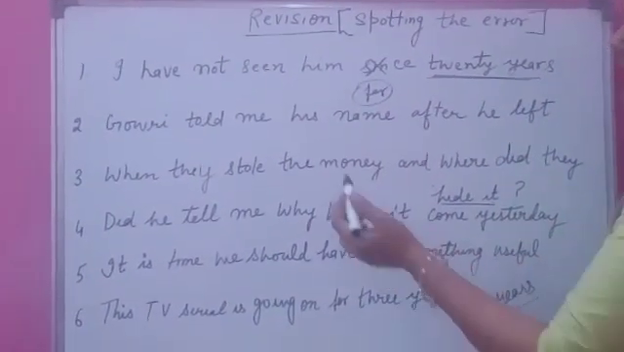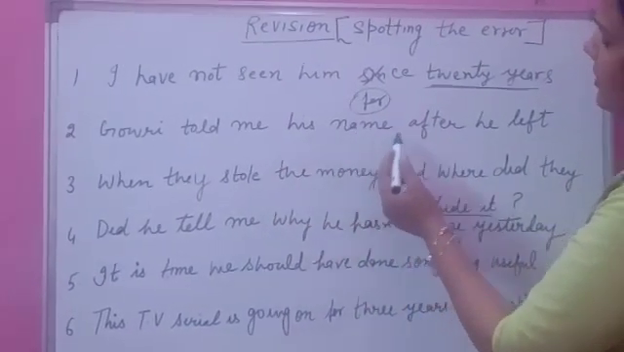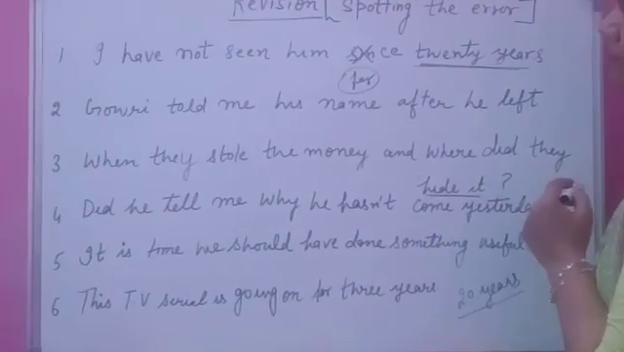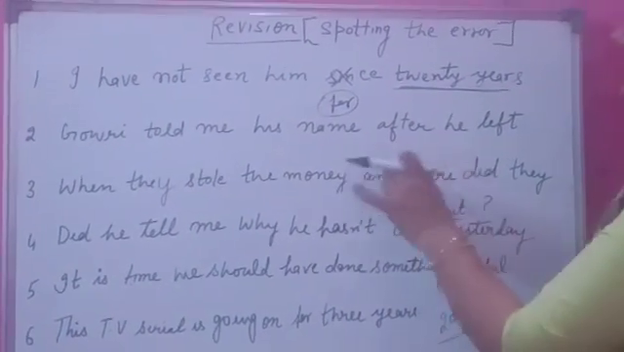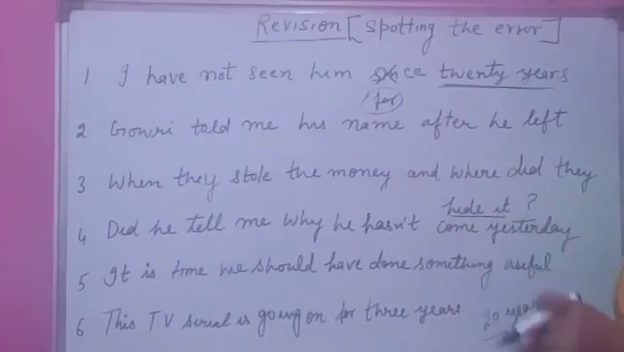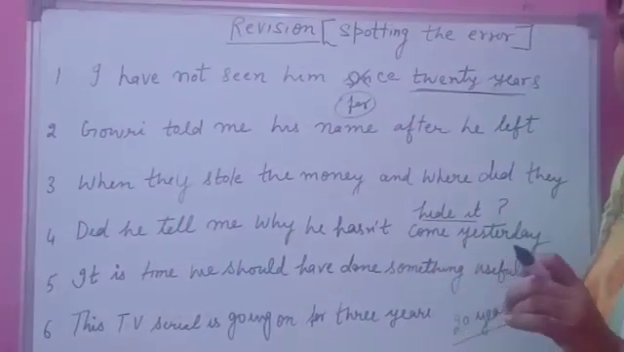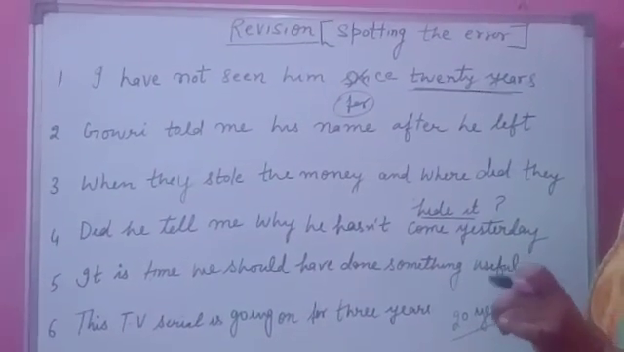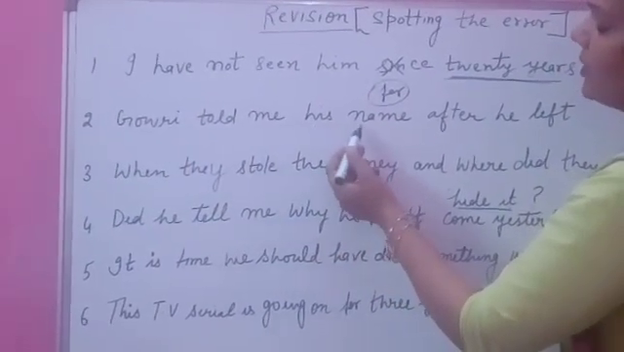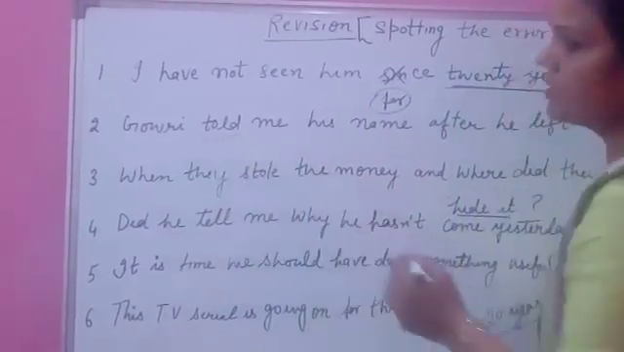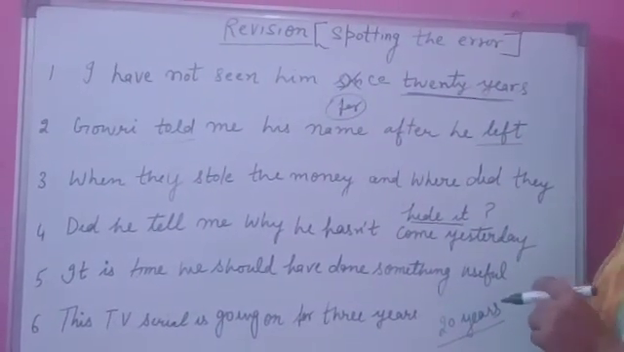Clear? Second sentence: "Gauri told me his name after he left." You can see the sentence is in past tense, but you must check whether the sentence is correct or not. How? You have to read the sentence again and again. After that you are able to understand where the error is. "Gauri told me his name." There are two actions: one is telling and the next one is leaving the place.